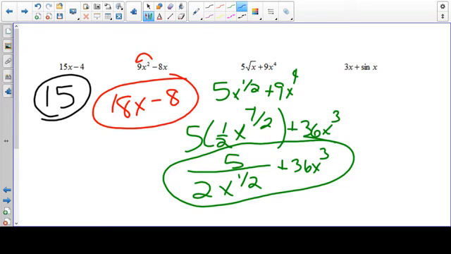This next one, I have 3x plus sine. The derivative of 3x will just be 3. The derivative of sine is cosine. Woohoo!